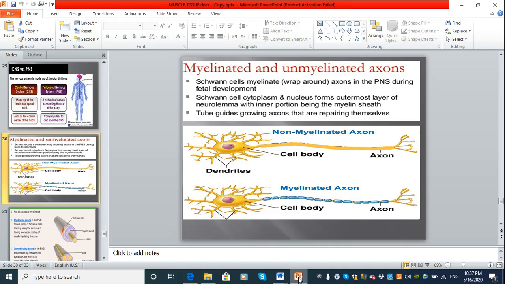Here I have a cartoon diagram. The non-myelinated axon is not covered by a sheath of myelin, while the second one is myelinated, and we know that very well. If it is myelinated, that means the action of transmitting the impulse is 30 times faster. If it is not covered, that means it is 30 times slower.